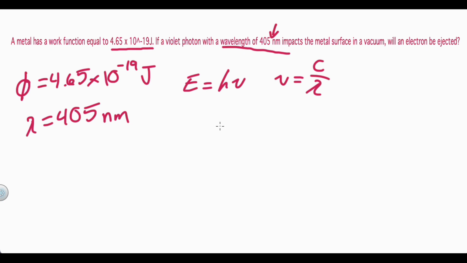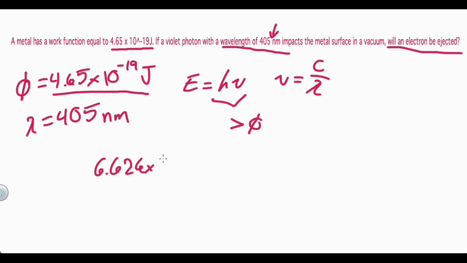So we're looking for, will an electron be ejected? We just have to see if it gets over that threshold. We don't need to really know what the kinetic energy will be. However, we need to know if the energy of the photon is greater than the work function, and the work function is right there. So all we really have to do is just plug in all the constants.